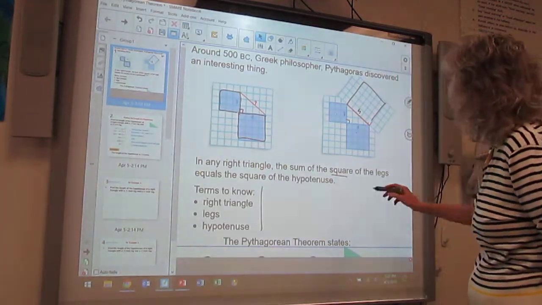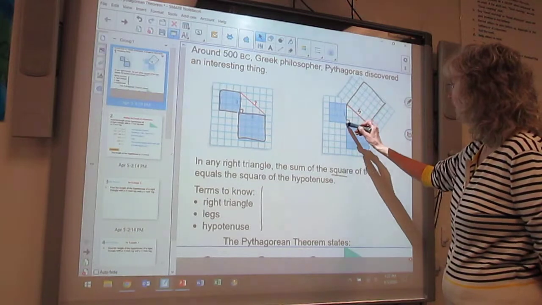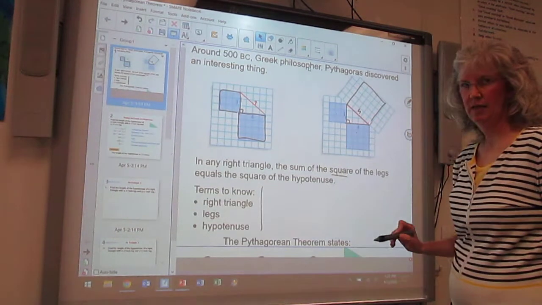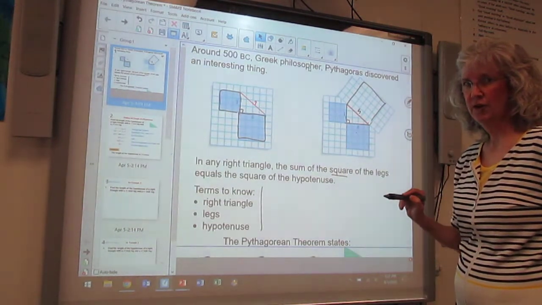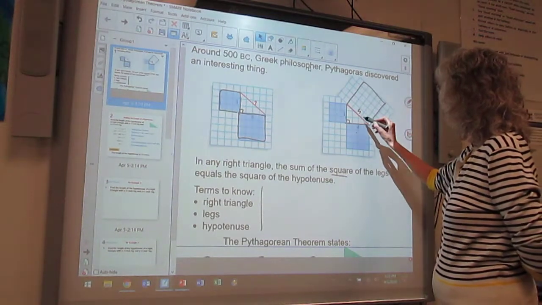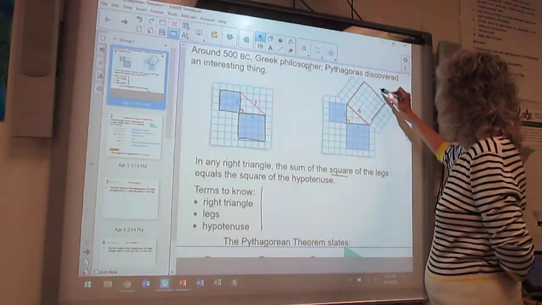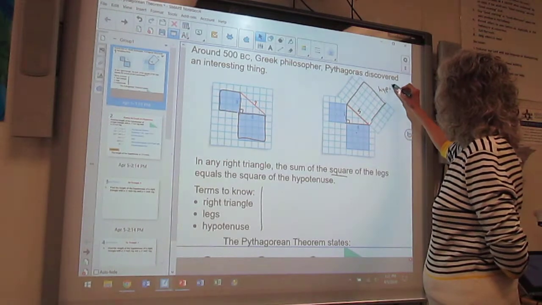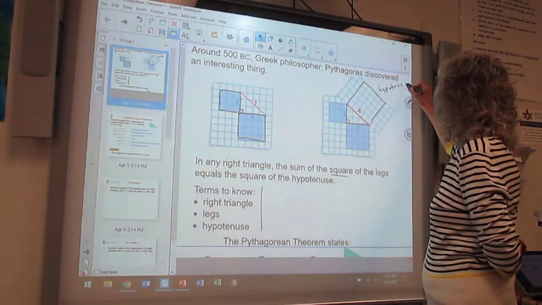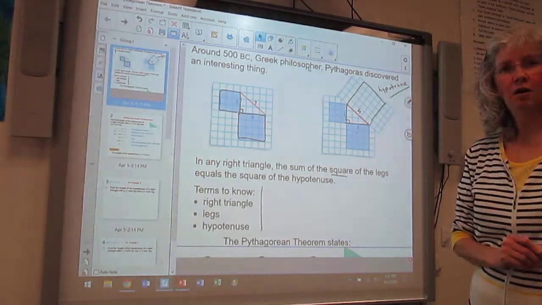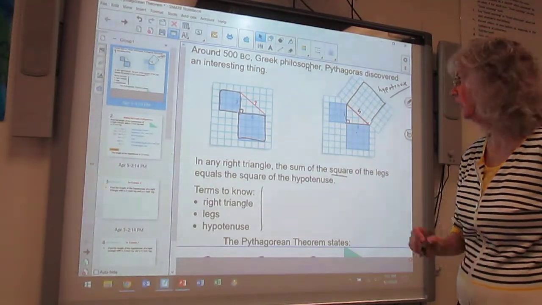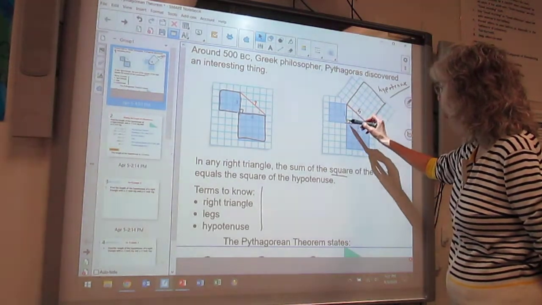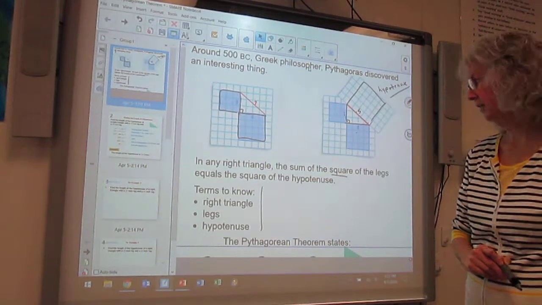Need to know the terms. These are the legs, they form the right triangle. They're the two shorter sides. The hypotenuse, which is this one right here, kind of a funny name. The hypotenuse is the longest side of a right triangle, and it is always the side opposite the right angle.